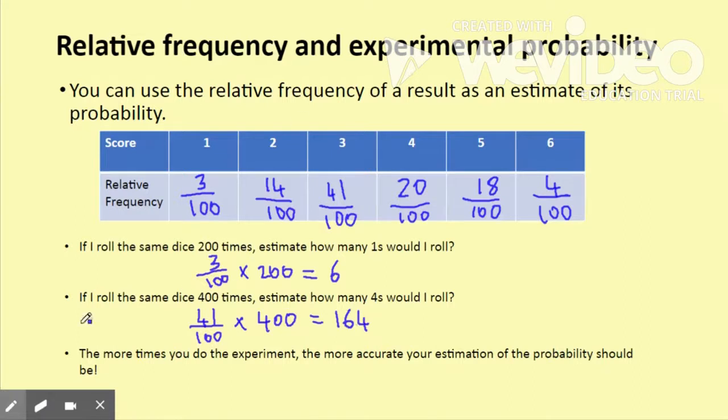Another really important point with these is the more times you do the experiment, the more accurate your estimation of the probability should be. So here I only rolled it 100 times. If I rolled it 200 times, these would be more accurate again. If I rolled it 1,000 times, the probabilities would be more accurate still.